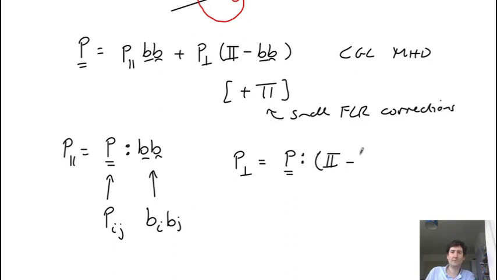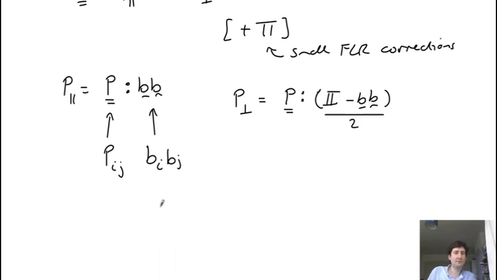So the identity matrix minus BB. And here we need a factor of 2. You can see this most easily if I just write out what P looks like. So P is a 3 by 3 matrix. One of them is the parallel direction, so I see P parallel, and one of them is P perpendicular.